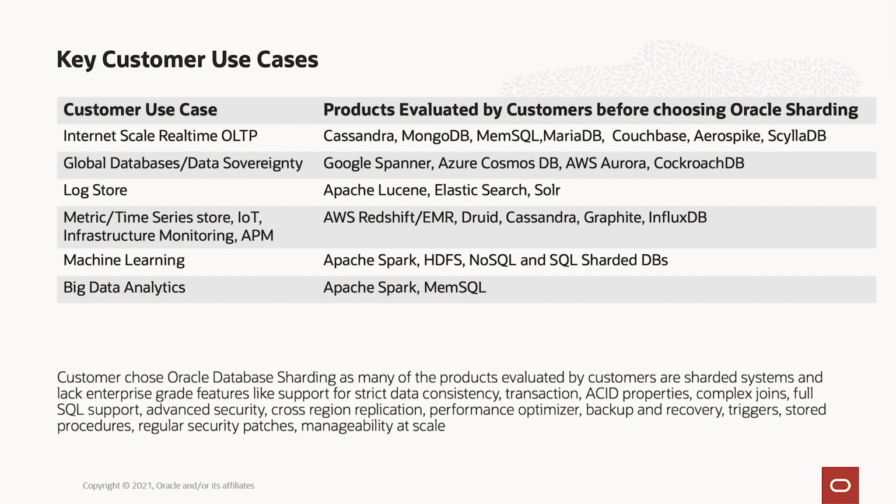Metric stores, time series stores, Internet of Things, things like infrastructure monitoring, application performance monitoring. So there are a set of applications used by our customers in that space where they have devices emitting data at a very high speed. These devices are spread across the globe, and the data is coming in, say, as JSON and getting stored and being analyzed in real time.